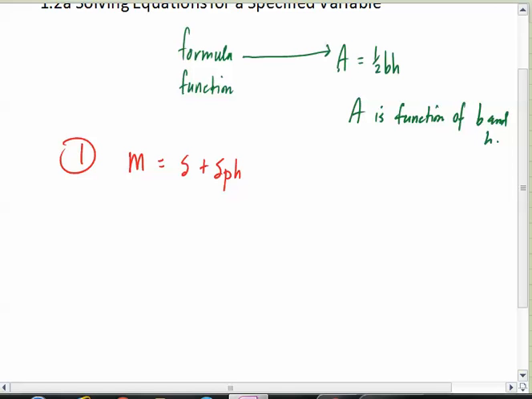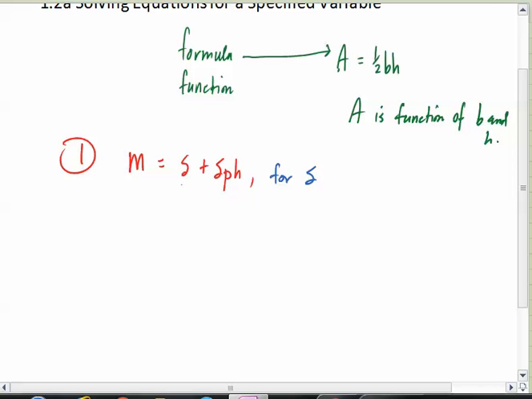SPH. Okay? Now, in this particular section, we're going to take a look at solving for a specified variable when we have a formula or some kind of equation. So it's going to have to tell us for what variable we should solve. Okay? So here's my information that I need. I have the formula, and then I have the variable for which we're going to solve. So we're going to get S alone.